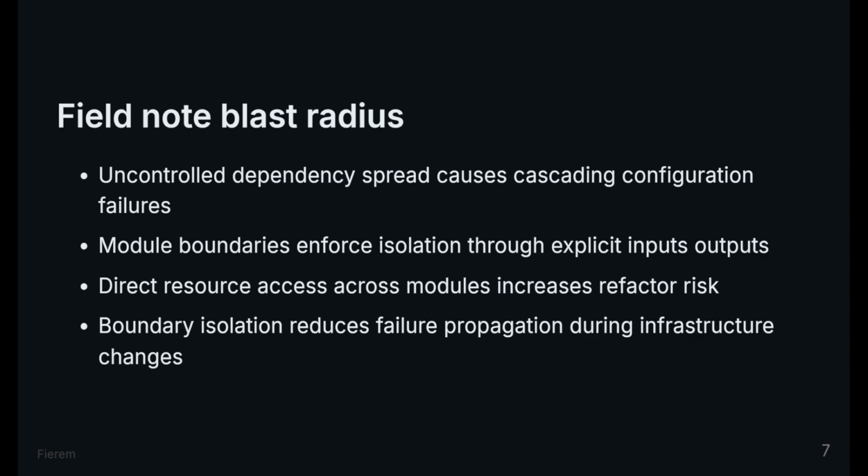On a submarine, watertight doors exist because uncontrolled spread kills the boat faster than the first failure. Local modules serve the same purpose in Terraform. Without a hard boundary, root code starts depending on internal resource details, and one refactor can propagate breakage across unrelated parts of the configuration.